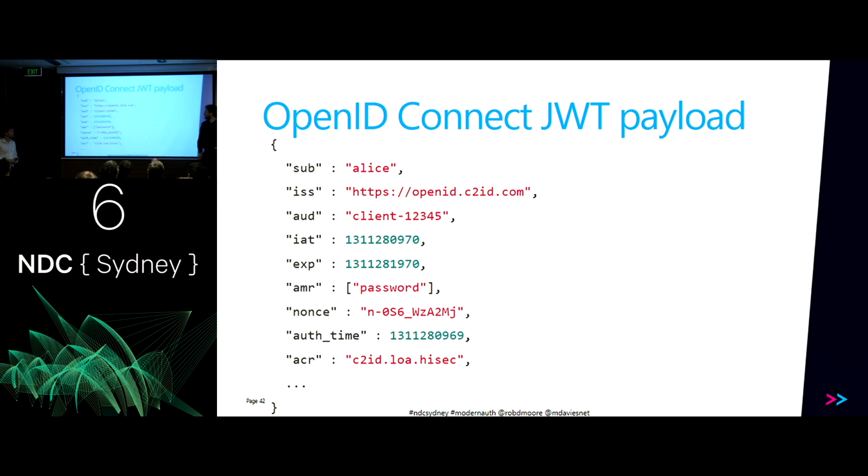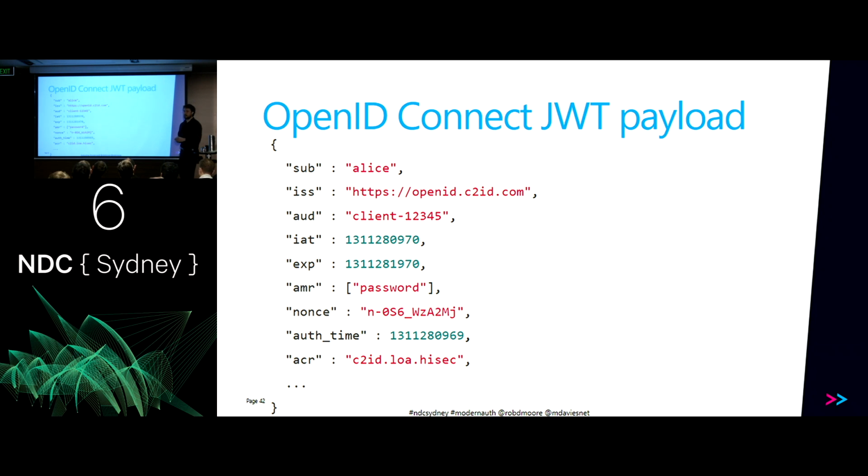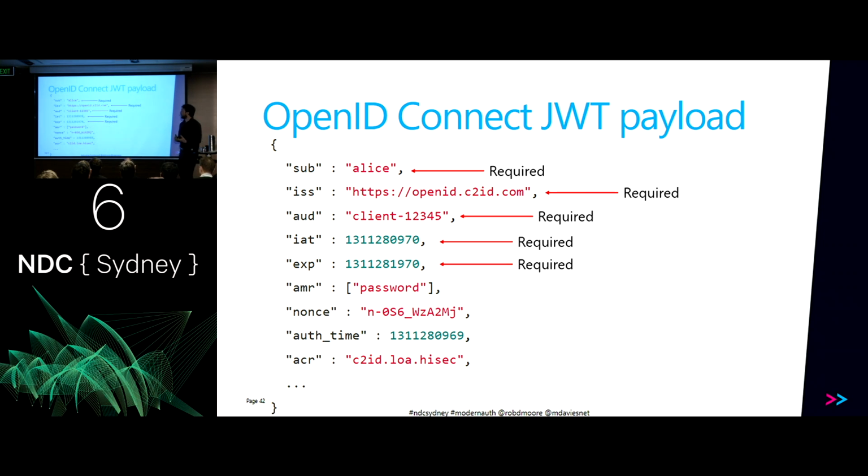Cool. So this is what an OpenID Connect JWT looks like. One of the first things to point out is that unlike regular JWTs, there are actually required fields here that you do have to specify. So we've got the required ones up here. Those required ones are basically just well-defined fields which will always have to be in the token. If you see them, you know exactly what they mean.